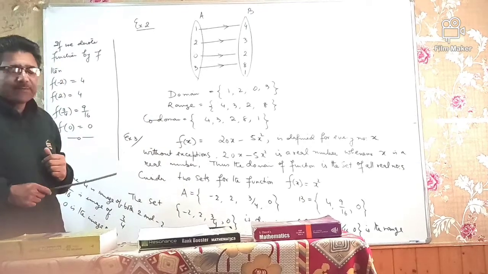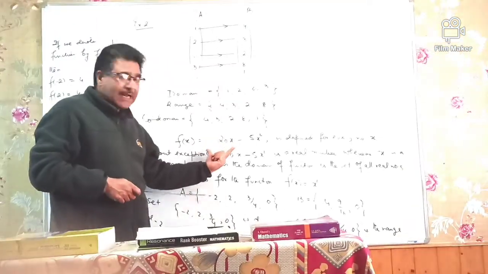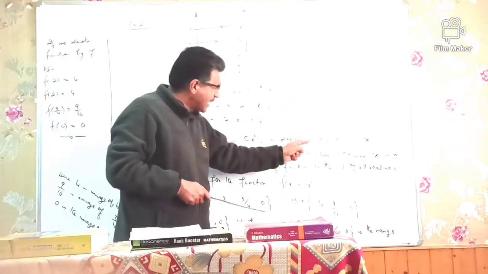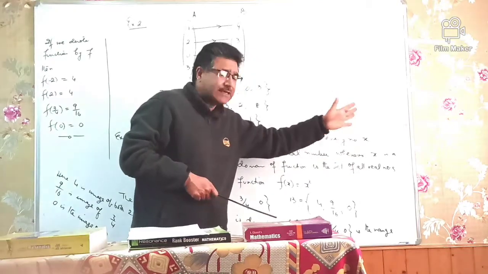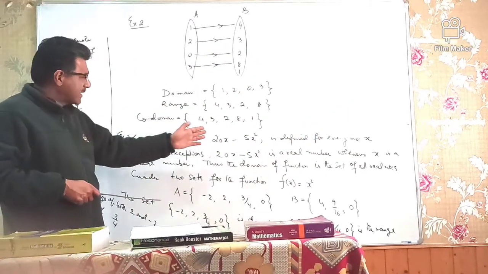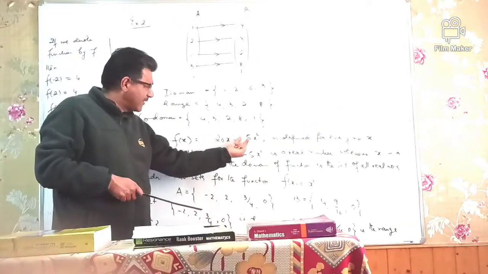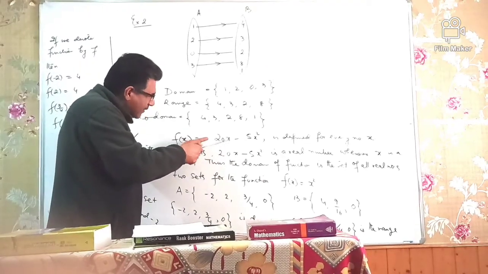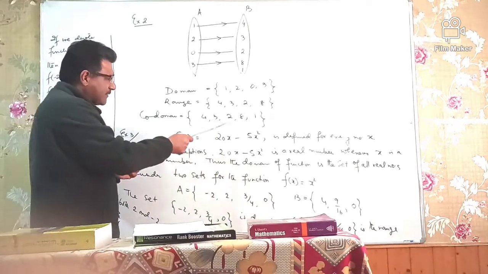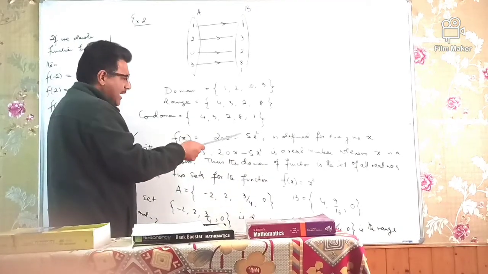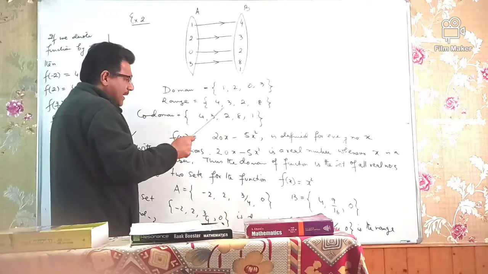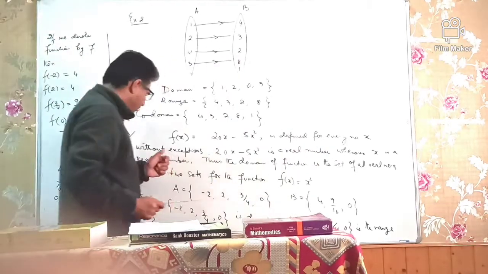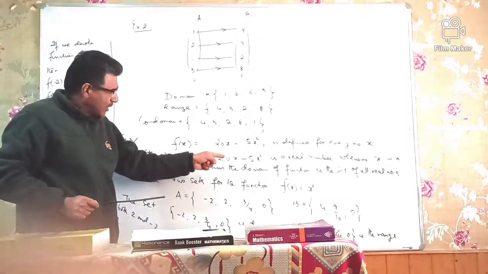Now we'll come to example number 3. If I take a function like this, f(x) is 20x minus 5x square, it is defined for every number x. It is defined for all the values of x. Whatever be the value of x, it is defined, because there is no denominator in this function. So if I put x is equal to 0, I will get the value. If I put x is equal to 1, I will get the value. That is why it is defined for every number x, without exceptions.